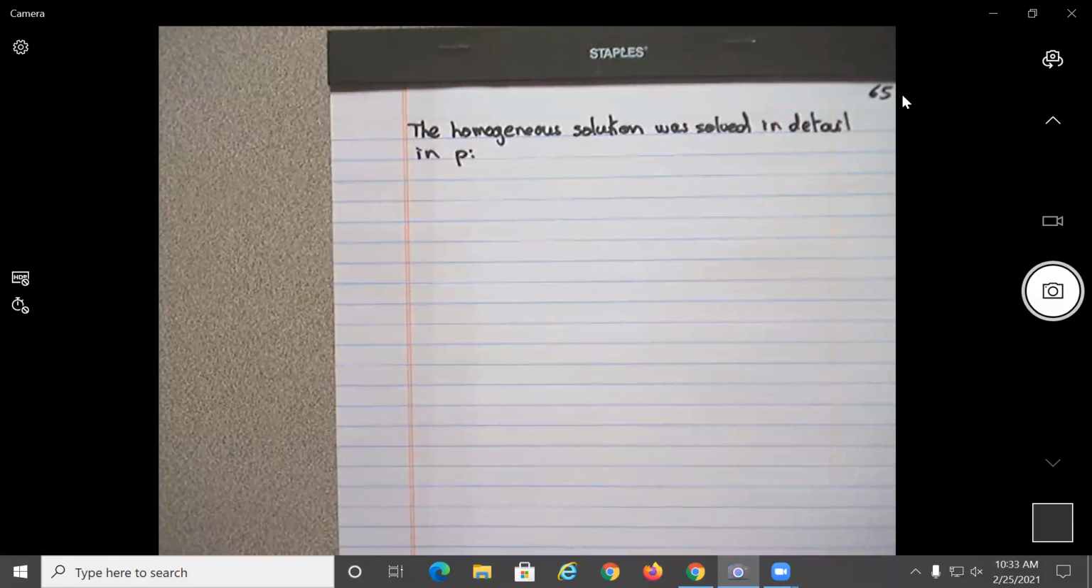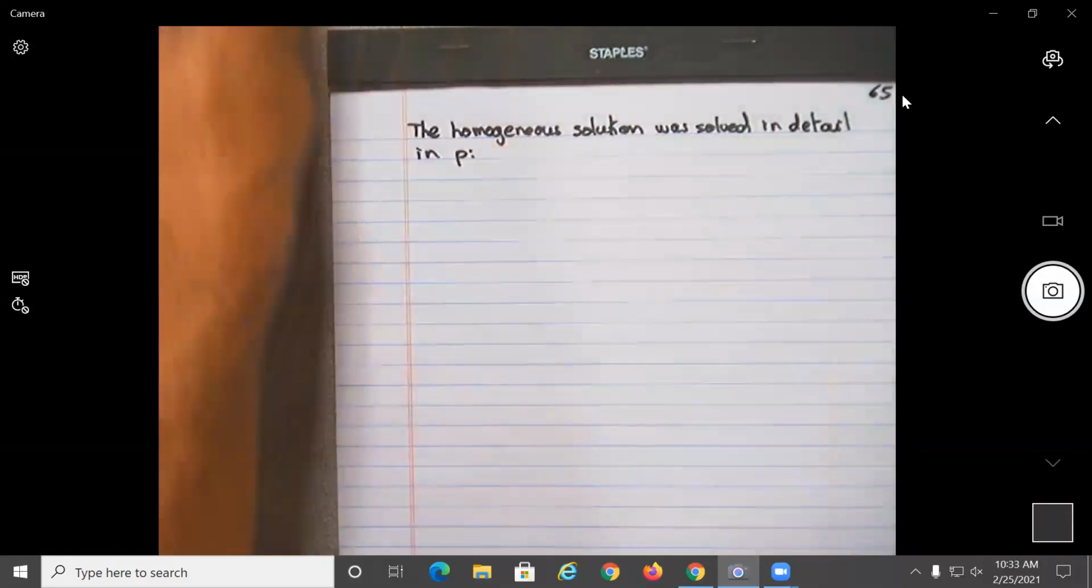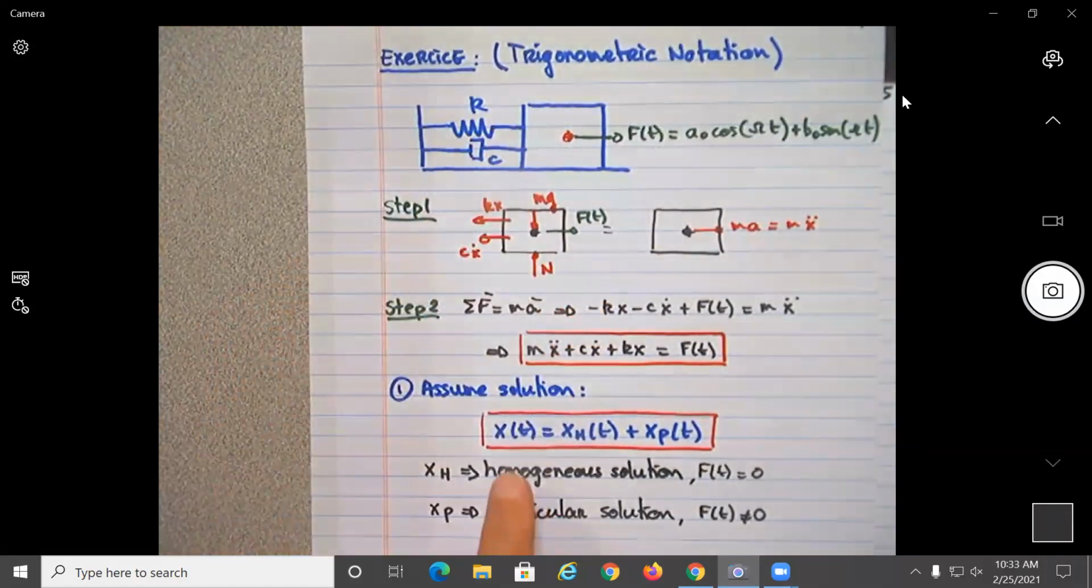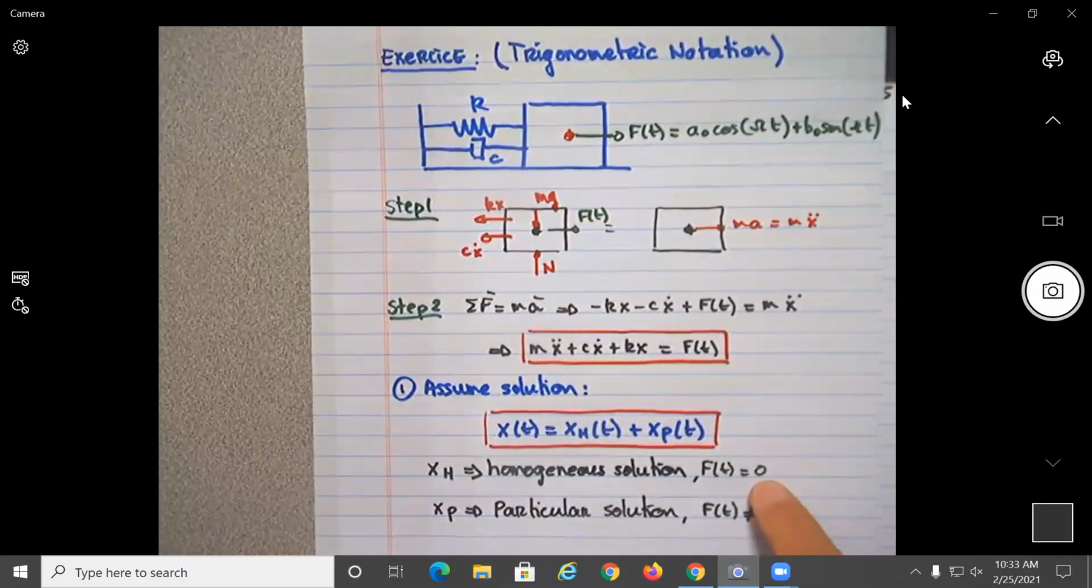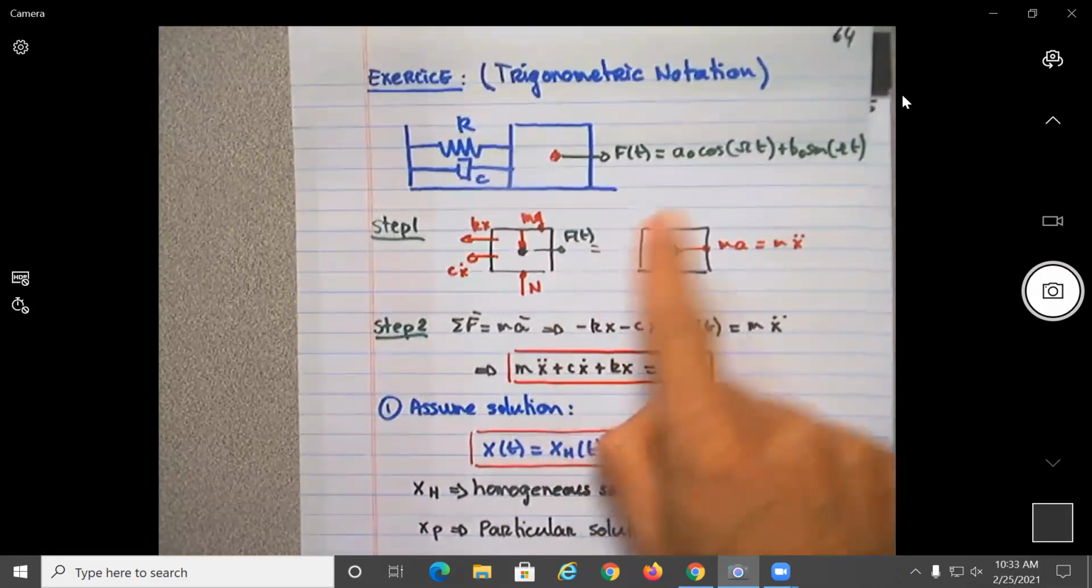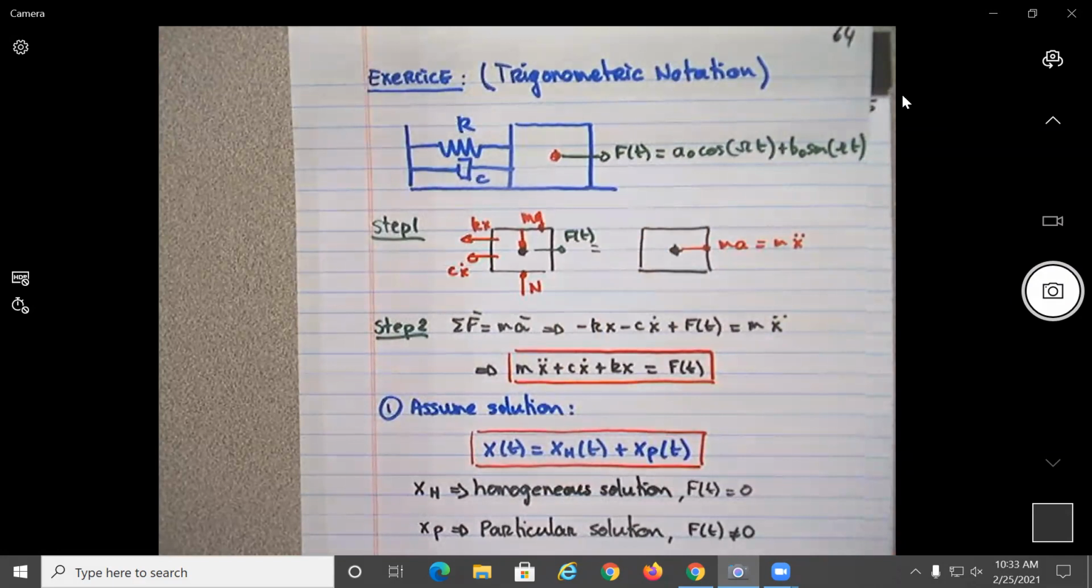I don't know what was the last time I put the recording, but basically now we're talking about the assumed solution. For the forcing frequency, the solution is going to have two parts, a homogeneous part and a particular part. The homogeneous solution is for the case when the forcing force is equal to 0. The particular solution is to solve for the value of f of t, that will be this expression.